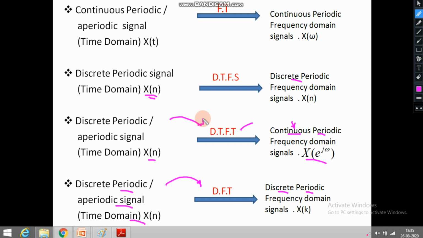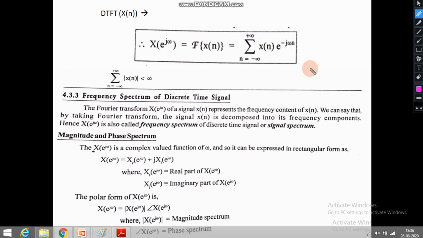the discrete periodic frequency domain signal directly from the signal under consideration. So before moving to the discrete Fourier transform, we can consider the discrete time Fourier transform also.